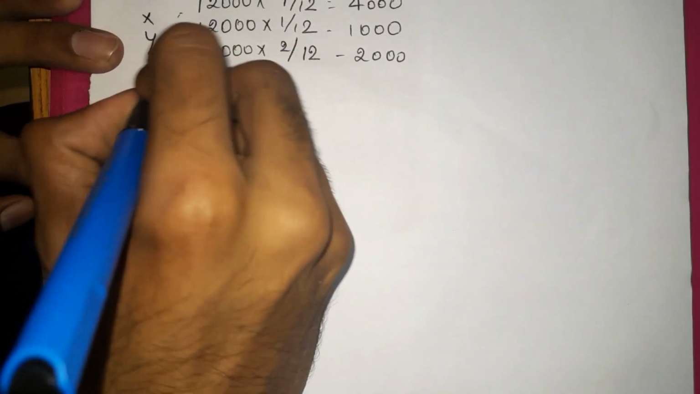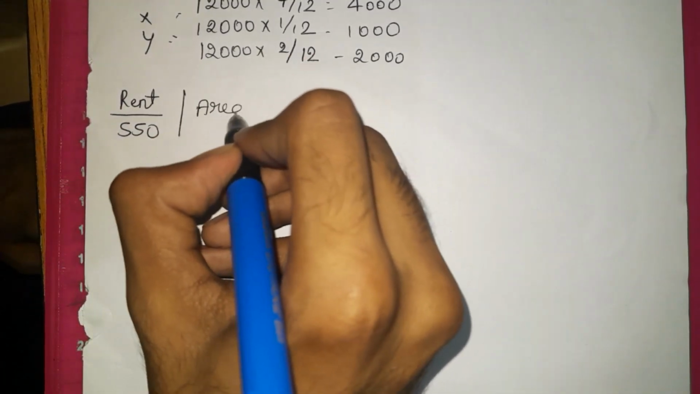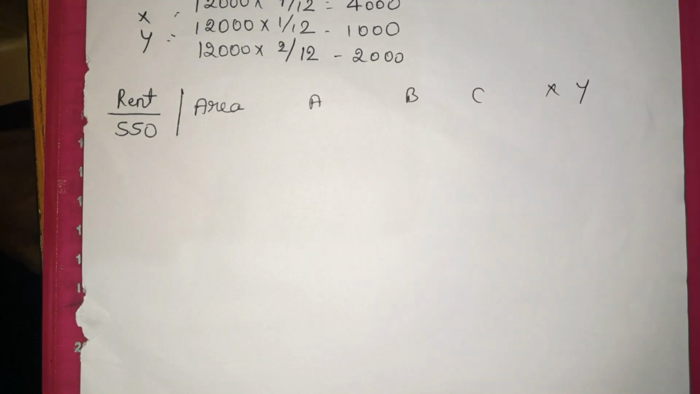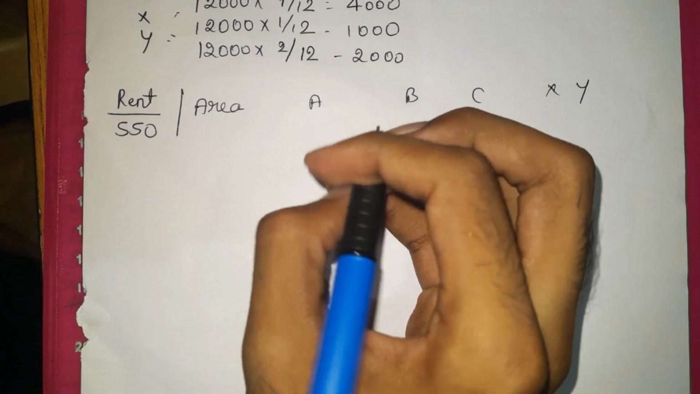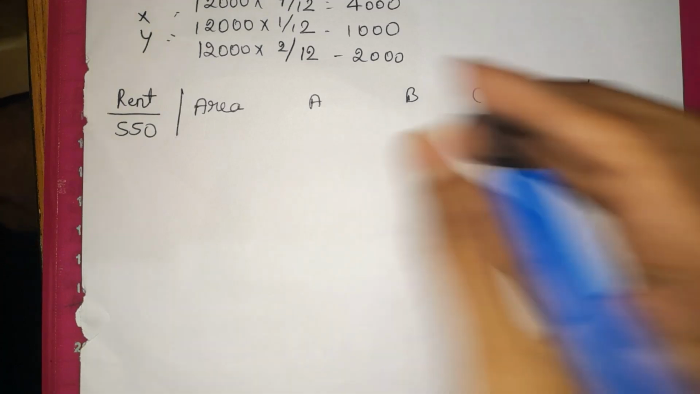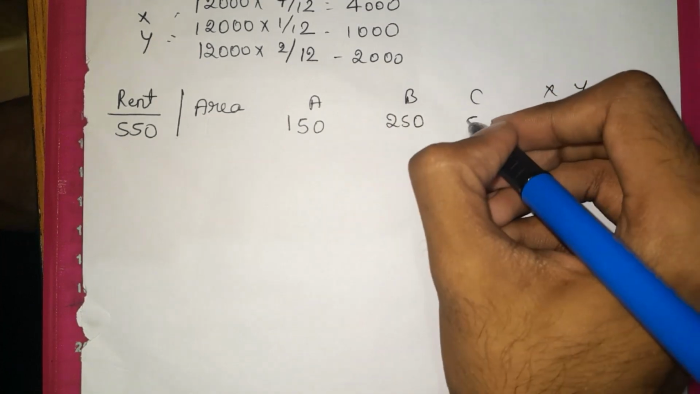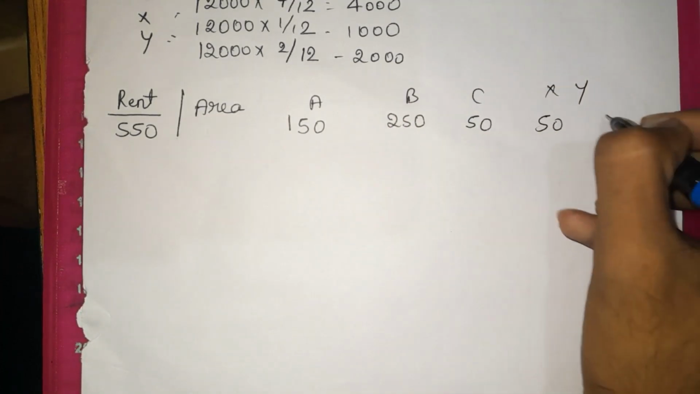So next we are doing rent. The total expenses is 550. It is done on the basis of area. A, B, C, X and Y departments we are having totally. So the area of each department is: A is 150, B is 250, C is 50, X is 50, and Y is also 50.